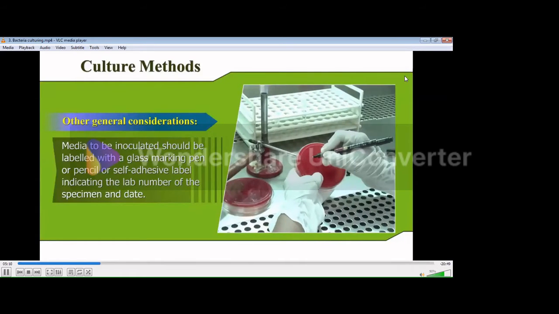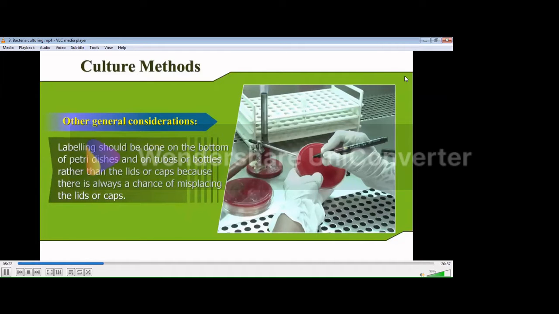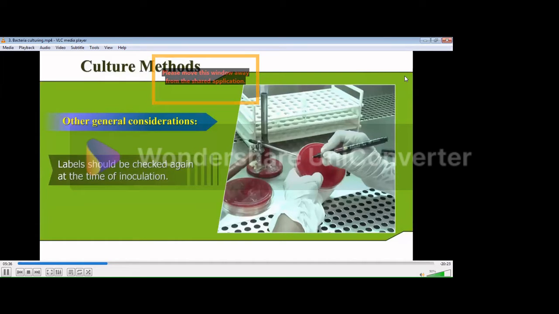Media to be inoculated should be labeled with a glass marking pen or pencil or self-adhesive label indicating the lab number of the specimen and date. Labeling should be done on the bottom of the petri dishes and on tubes or bottles rather than the lids or caps, because there is always a chance of misplacing the lids or caps. Labels should be checked again at the time of inoculation.